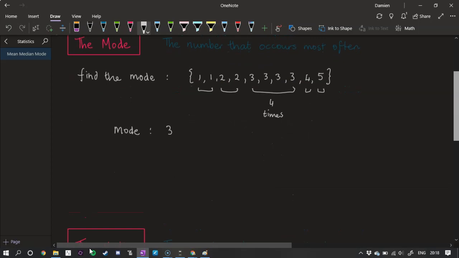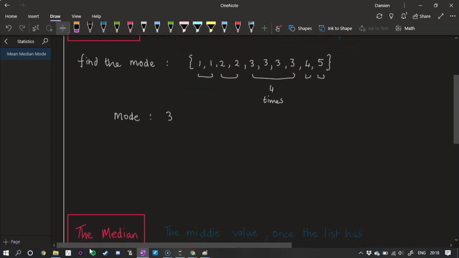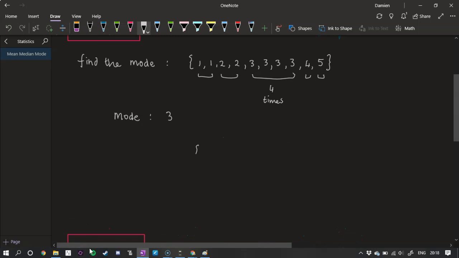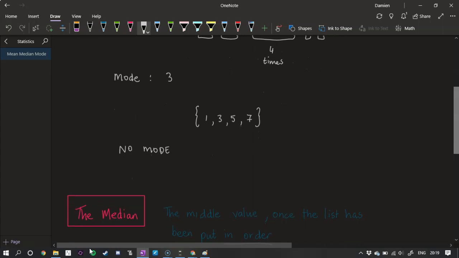And it's the same like that for all examples. Bear in mind that there's not always going to be a mode. So you may be given a set of numbers like this: 1, 3, 5, and 7. Now, in this particular example, there's going to be no mode because there is no number that happens the most. They all occur once each.